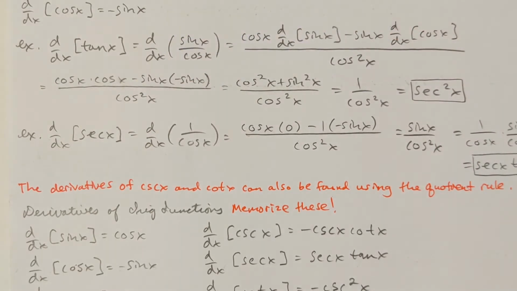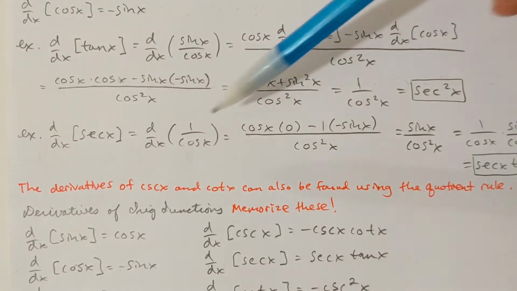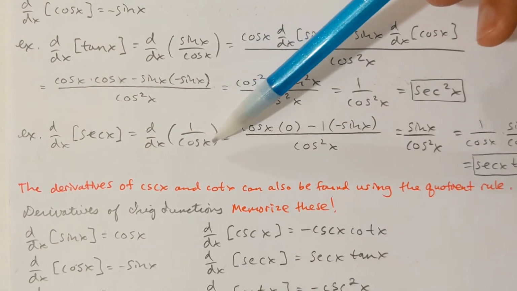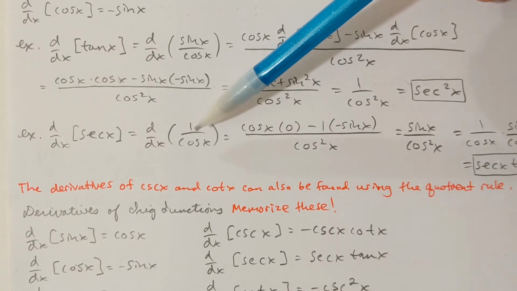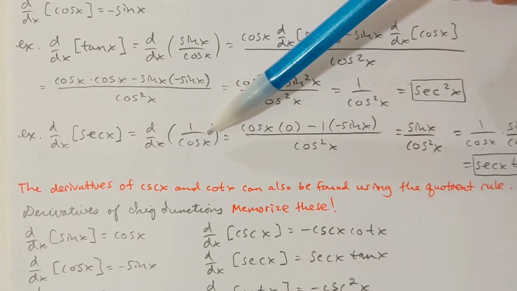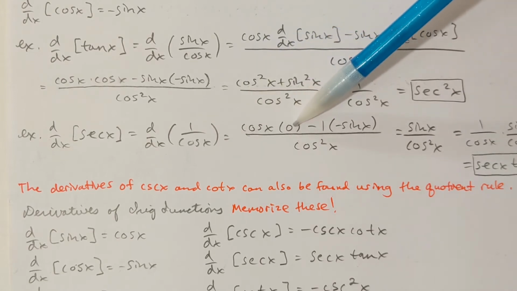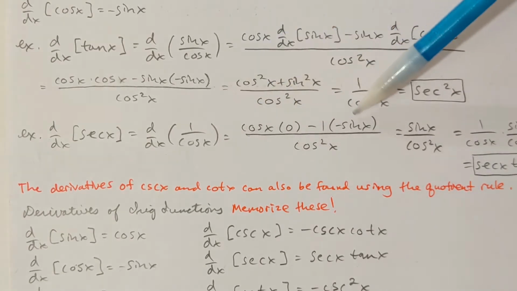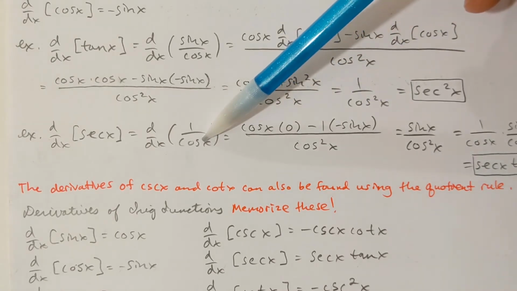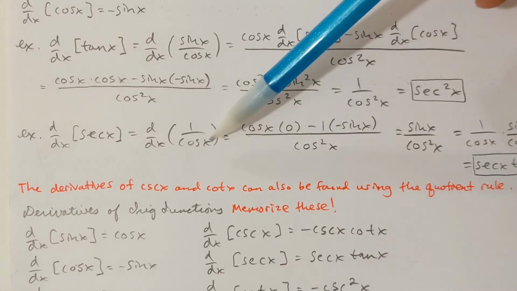How about the derivative of secant x? Well, secant x is defined as 1 over cosine x. And I could look at it like that. That's how I'd want to look at it, because then I could use the quotient rule again. So let's apply that now. The bottom times the derivative of the top, the derivative of 1 is 0, minus the top times the derivative of the bottom, the derivative of cosine x is negative sine x, all over the denominator squared.